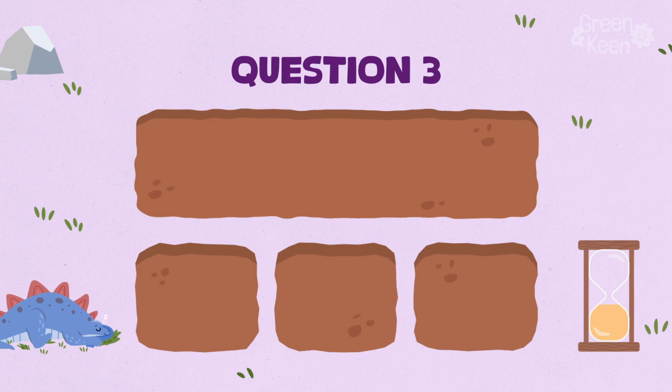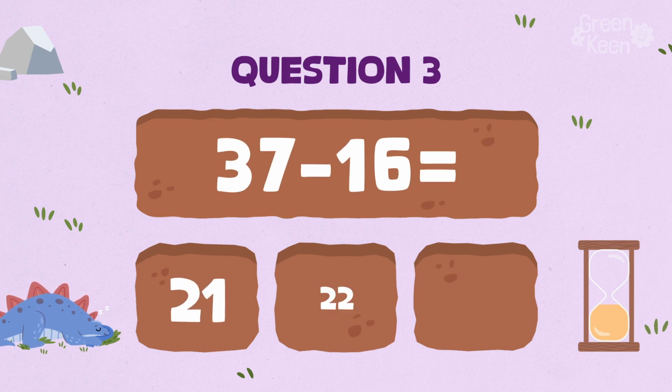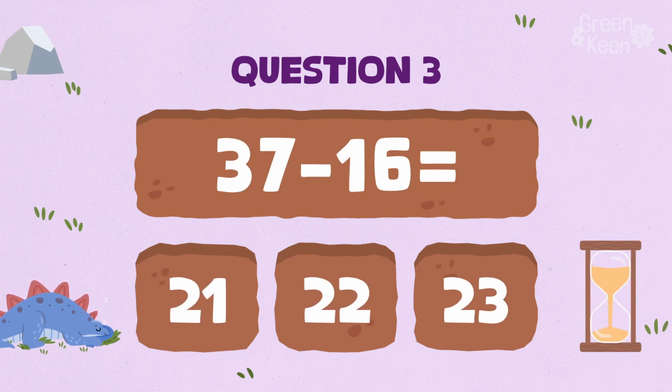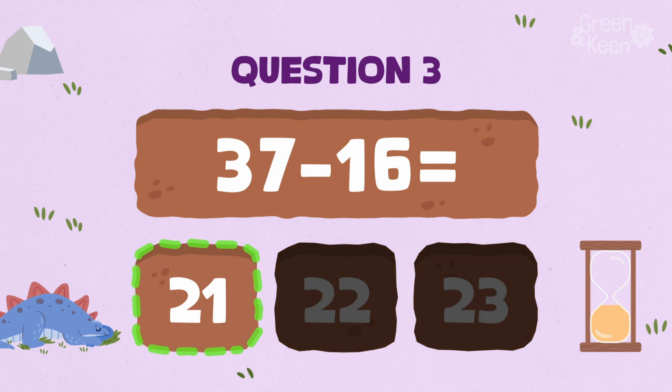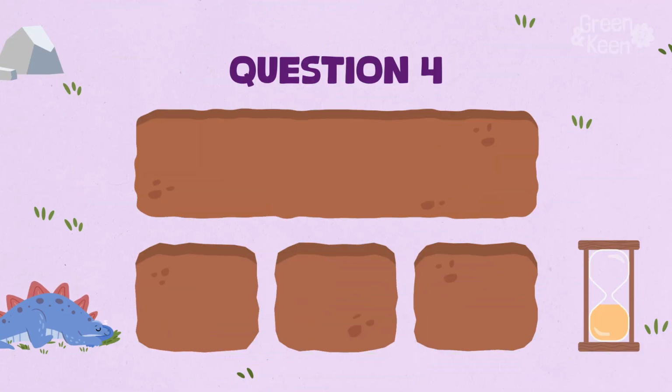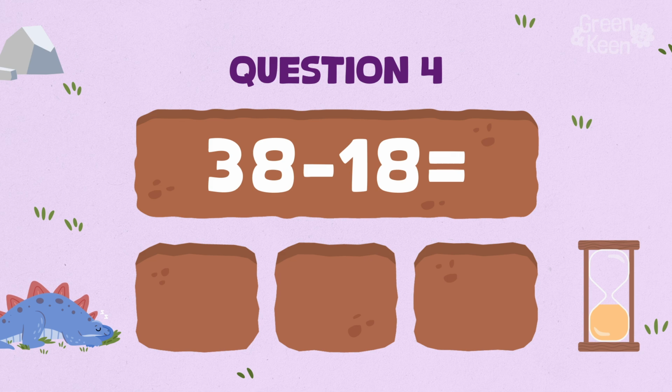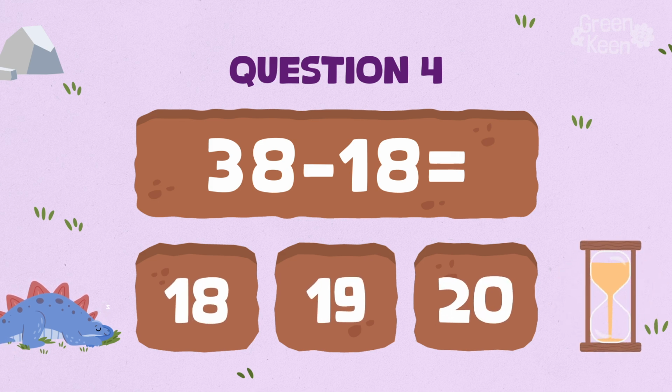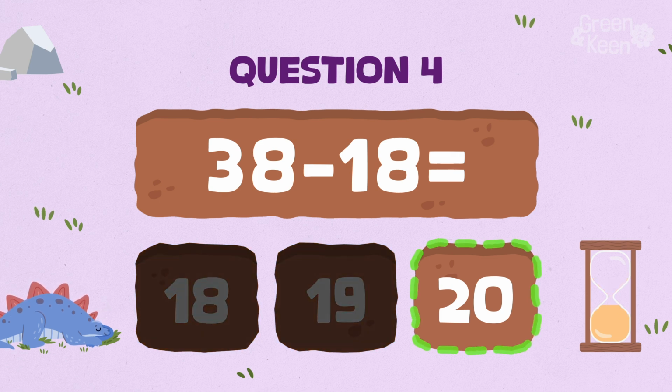Question number 3. 37 minus 16 equals... The answer is 21. Question number 4. 38 minus 18 equals... The answer is 20.